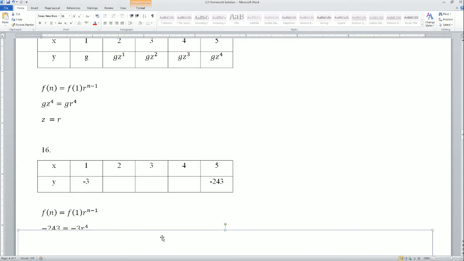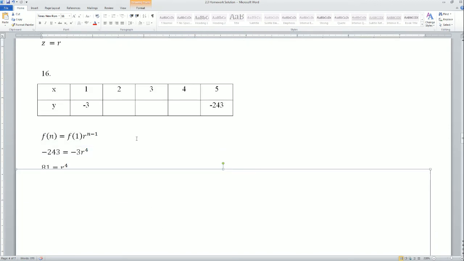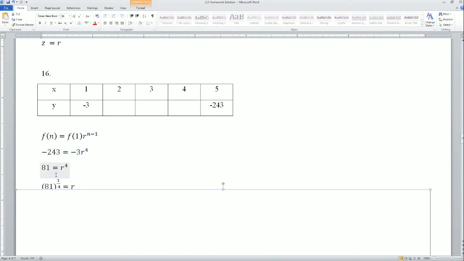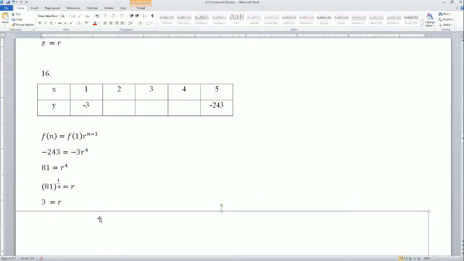Okay. Ooh, I didn't write this one. All right. Here's the explicit. Negative 2, 4, 3 goes right there. So the 5 minus 1 gives you my 4. So subtract 3 from both sides. 81 is what happened. It's positive. That works perfectly here. Take the fourth root. It gets you r to the 3 power.